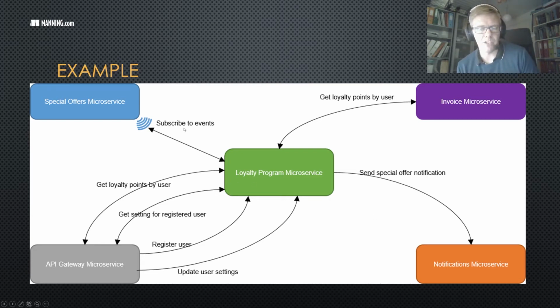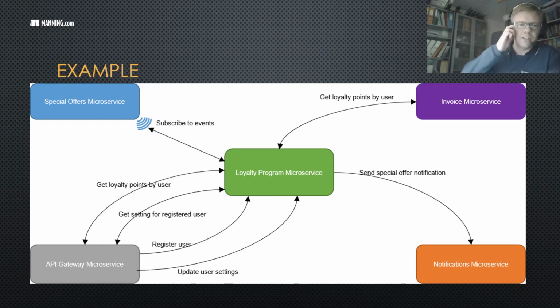It says subscribe to events here between the loyalty program microservice and the special offers microservice, because this is an example where we can use that past tense of things. We don't actually have to send a command from the special offers microservice to the loyalty program microservice. We can just have the special offers microservice announce to the world, being the rest of this backend system, that a new special offer has been created. Okay, that's fine. Then the special offers service doesn't even have to know that loyalty program subscribes to those events. That's just something loyalty program knows.